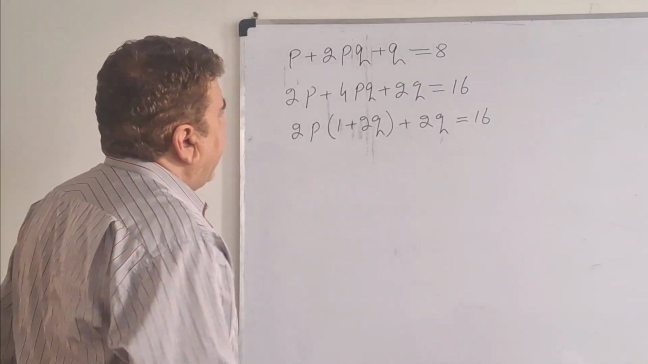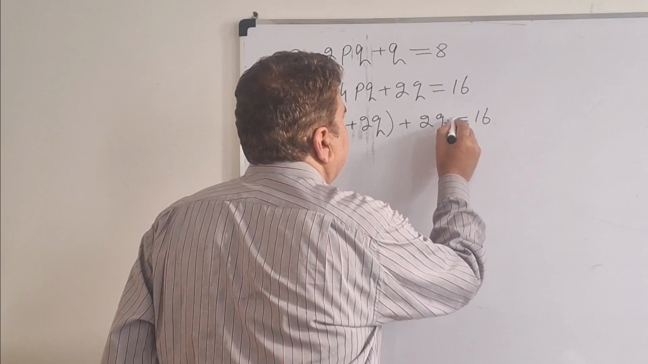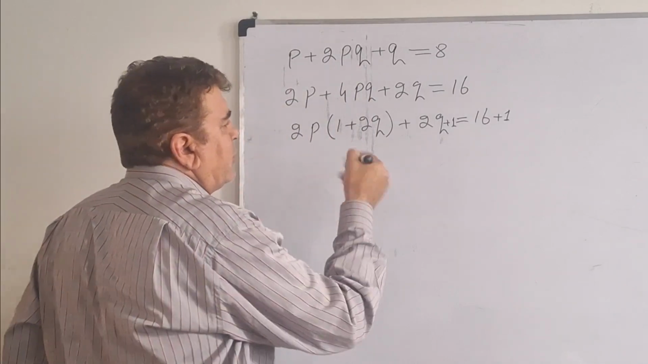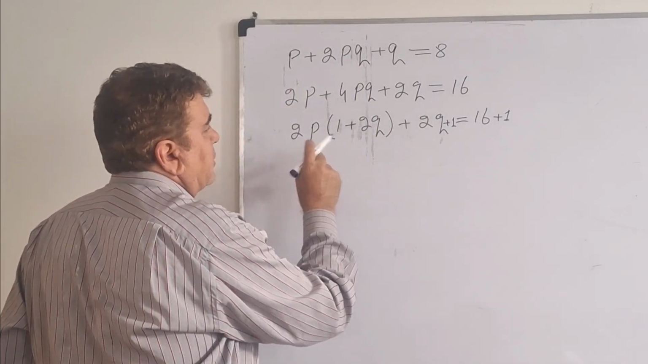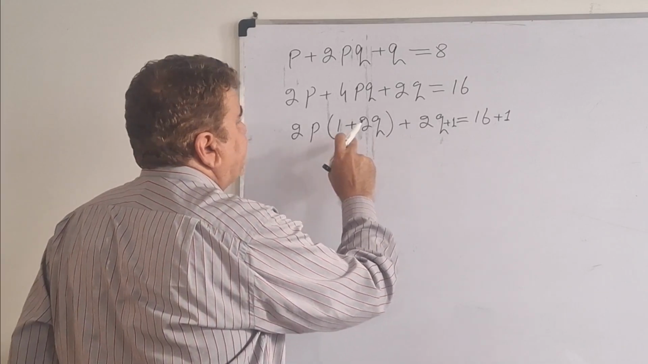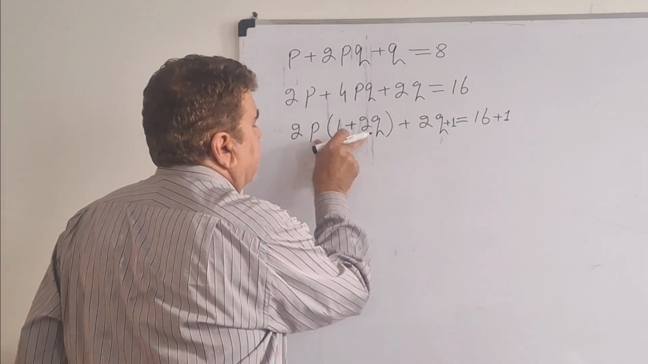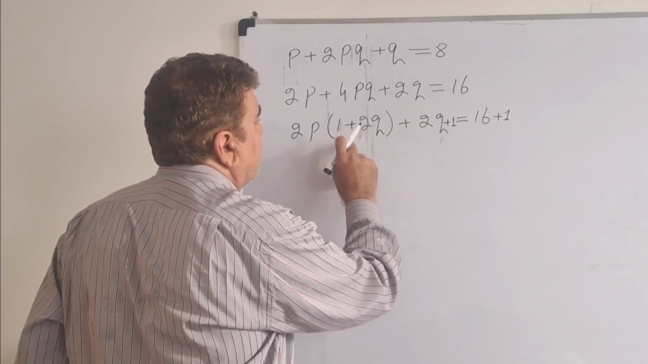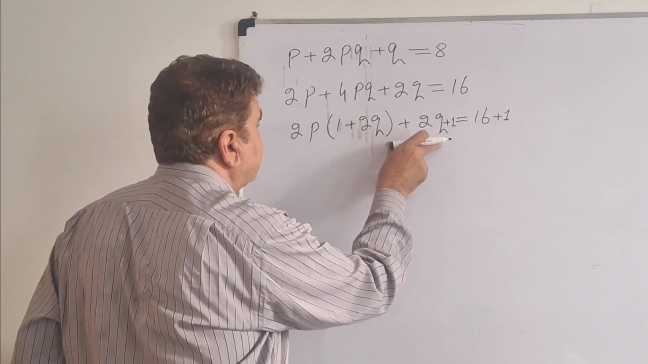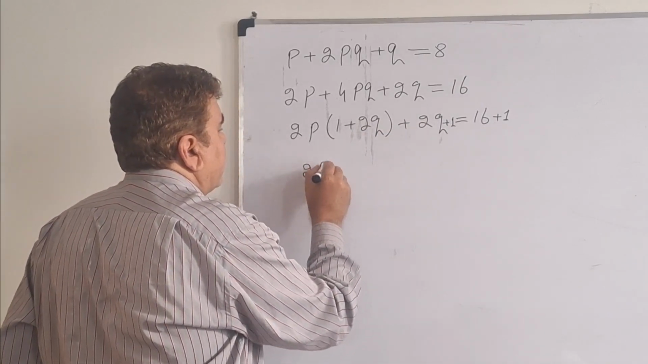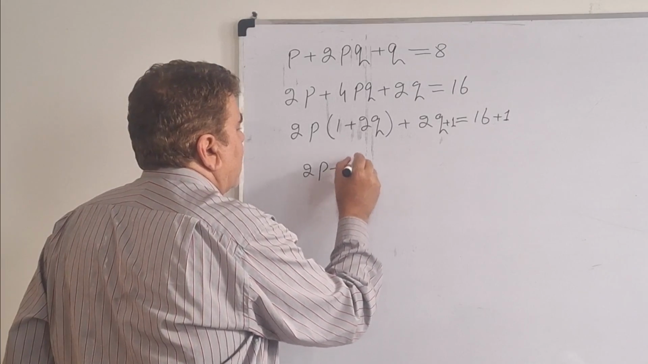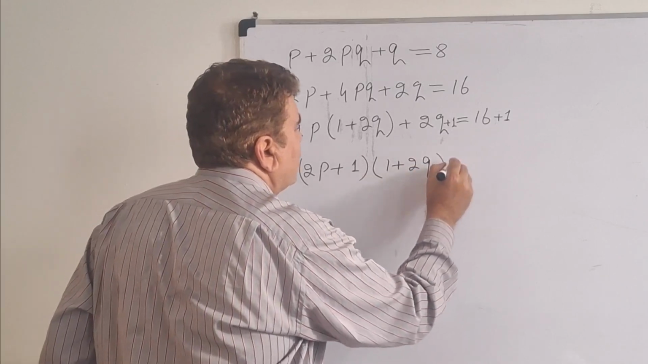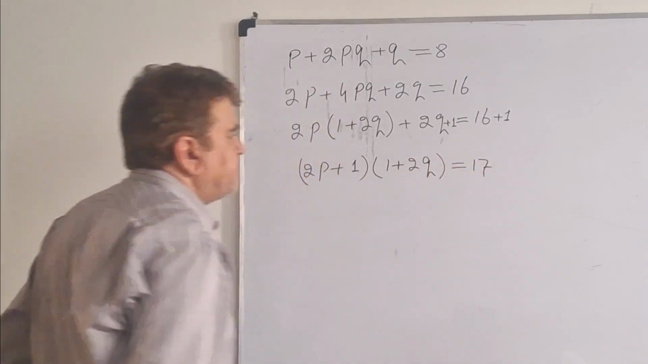Now what I do, I add a 1 to this side of the equation and a 1 to this side of the equation. In doing that, now we can take 1 plus 2Q present in this term, 1 plus 2Q present over here. I can take 1 plus 2Q common from these two terms and can put this one equation into the form 2P plus 1 times 1 plus 2Q equals 17.